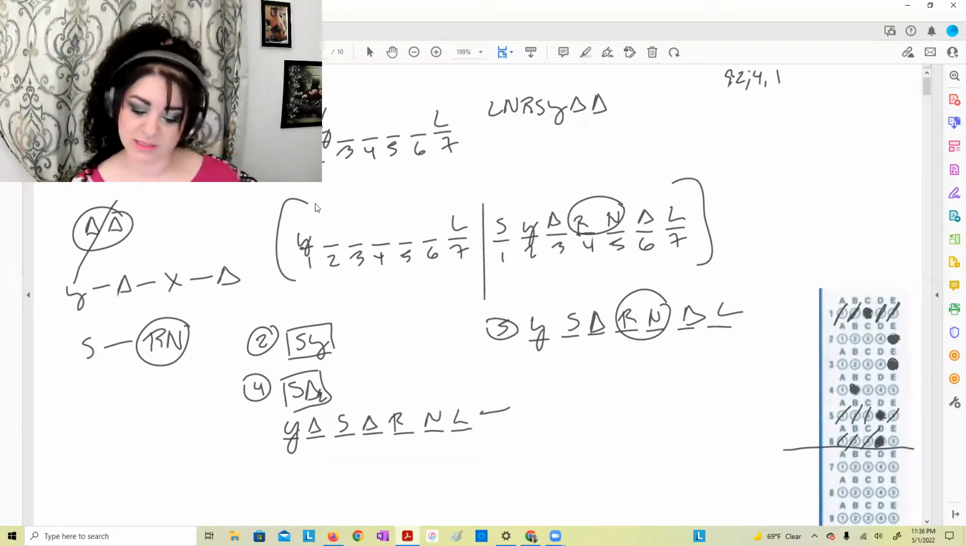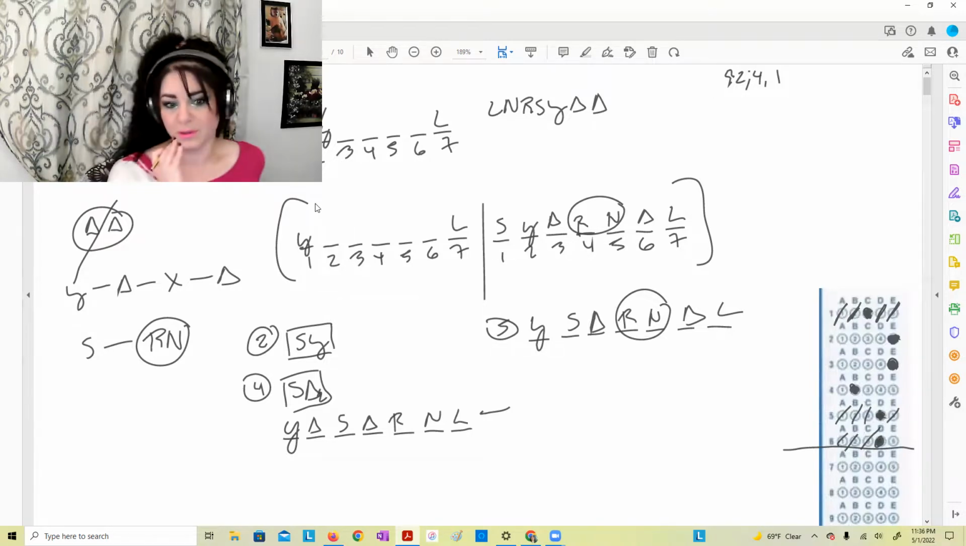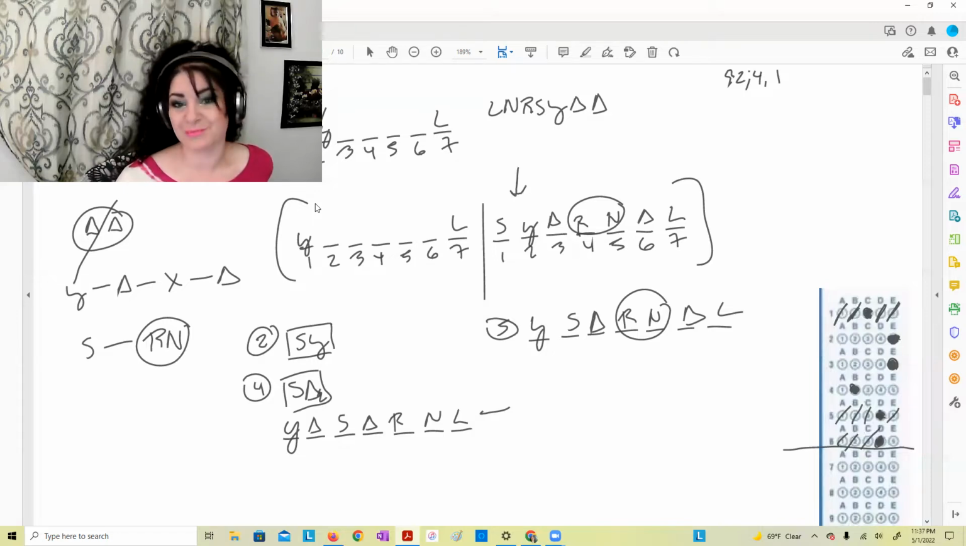And what about E? Is it possible? Not possible. Does it need to be true that Y needs to come before S? No, it doesn't have to be true. At my right side board, S could come before Y. So these are the correct answers to this game.